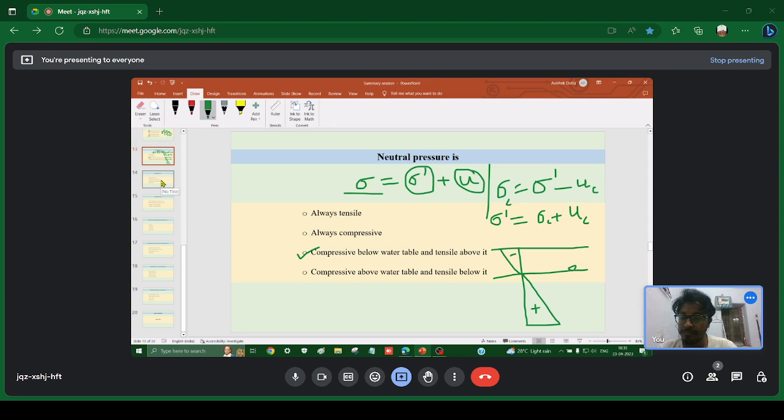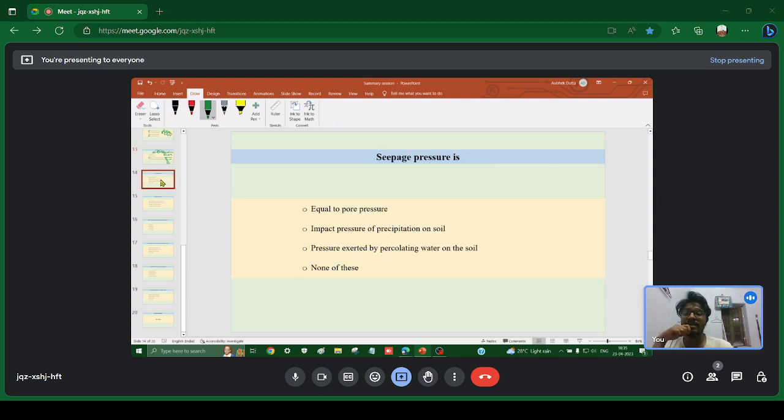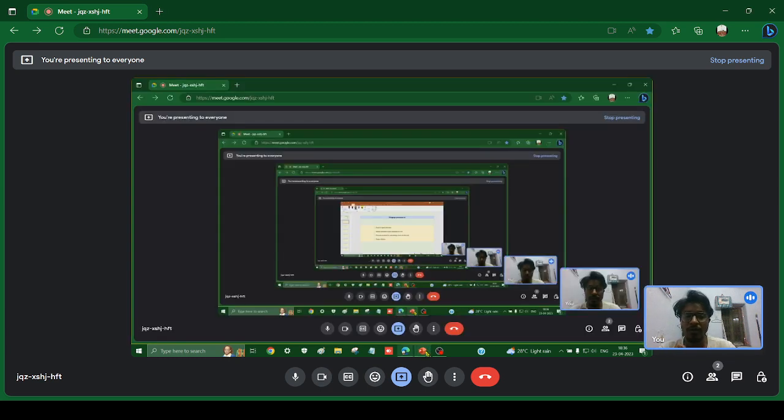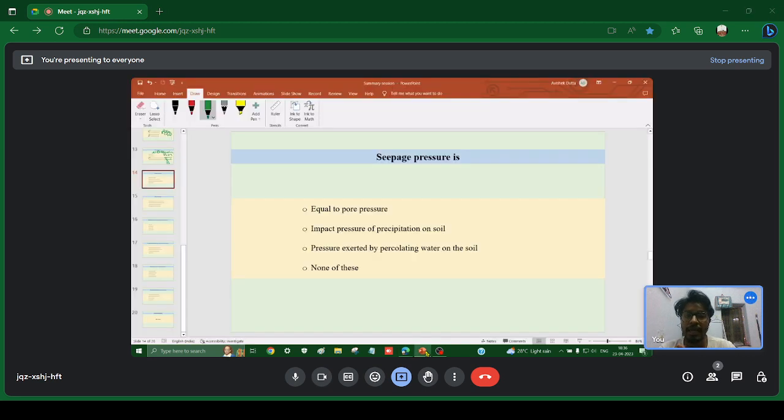Next question. Seepage pressure is... Now when water is percolating through any particular soil, or any fluid is percolating through any particular soil, it exerts a pressure on the soil grains. Sometimes, if this pressure is against the direction of the effective pressure, conditions like quicksand occur.